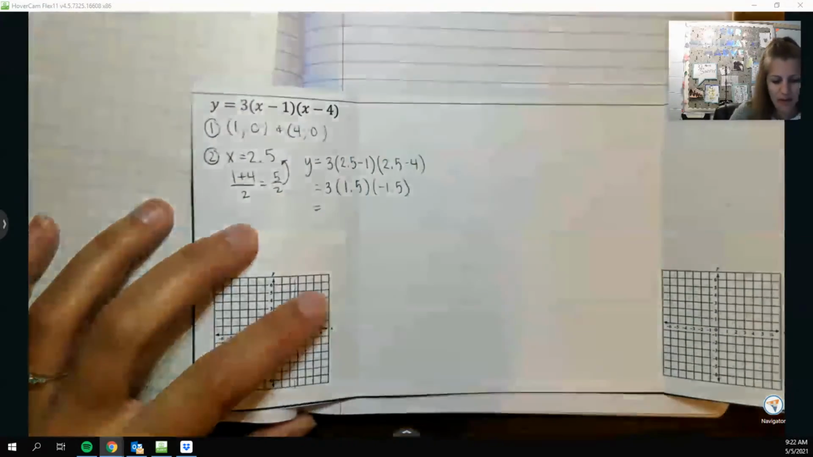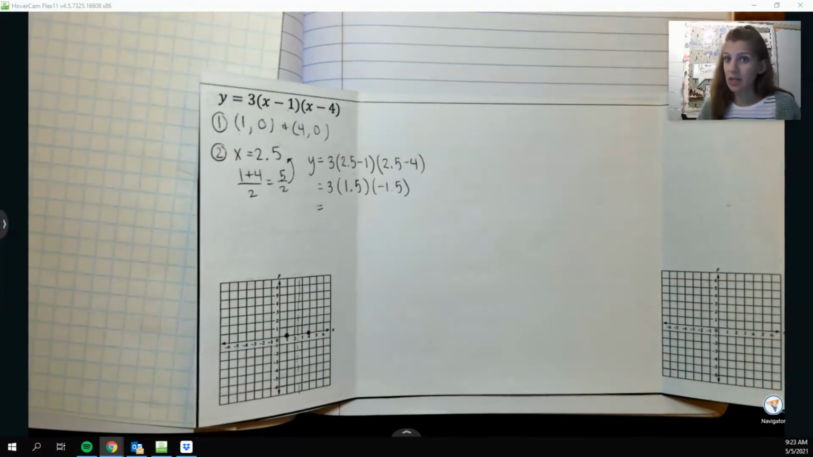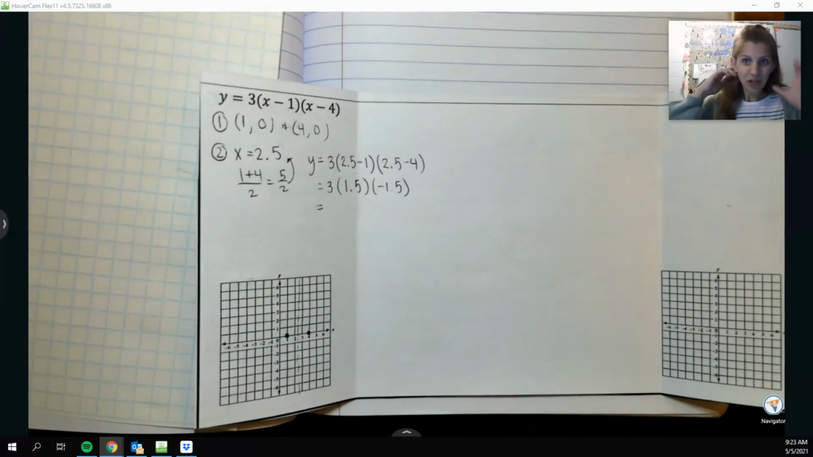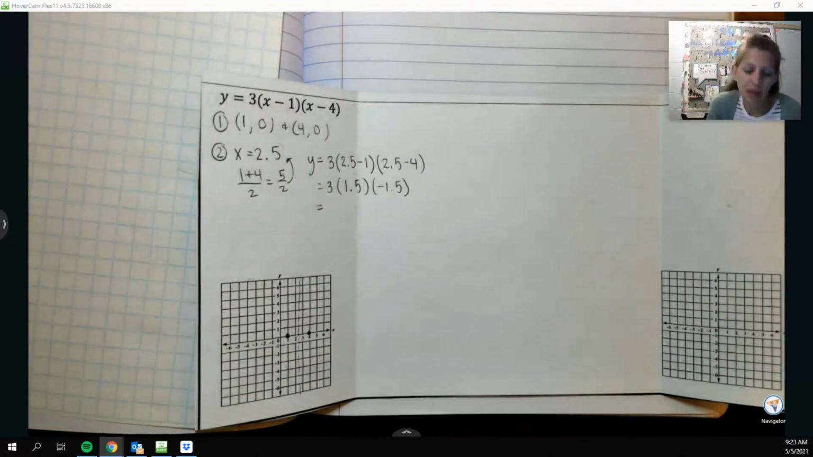Now there's so many fun patterns to notice about how these numbers in the equations relate to the graph, but it's just too much. We'll have to talk about it in Algebra 2.